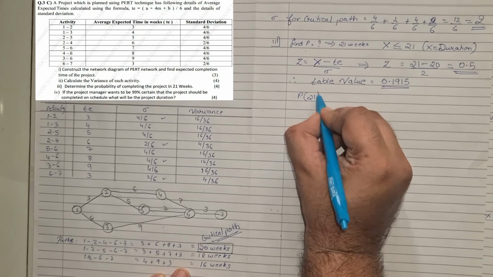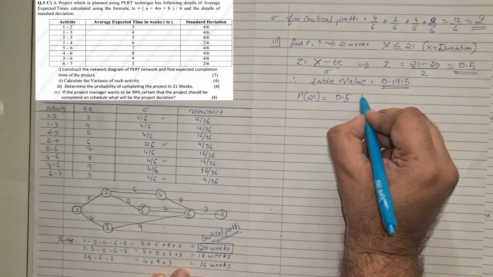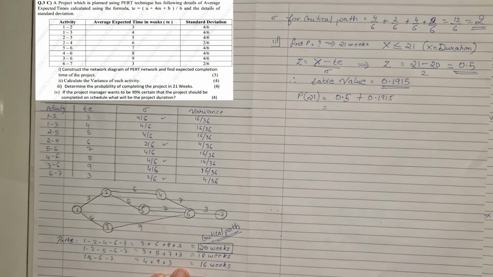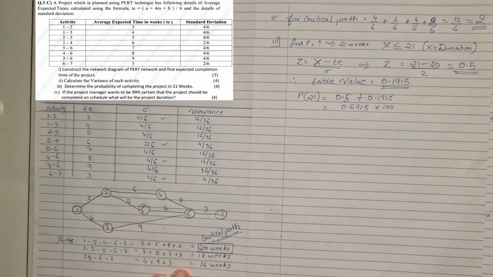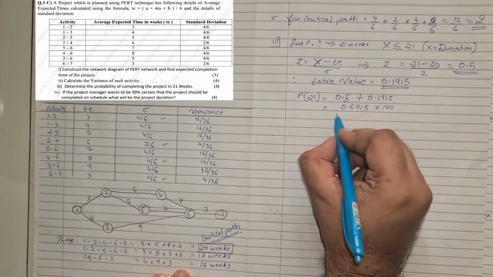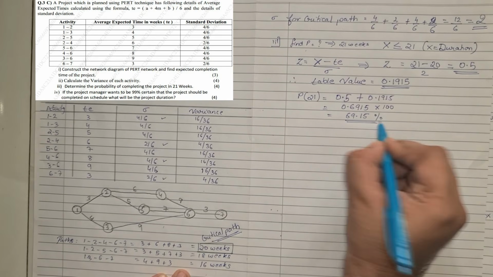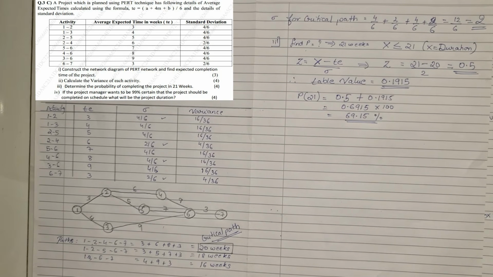Once I get the table value, we can now find the probability. The probability that the work should get over in 21 days is equal to 0.5 plus the table value, which is by default the formula. We add up, so we get 0.5 plus 0.1915, which comes to 0.6915, into 100 because we want it in percentage form. So we get the answer as 69.15%. So the probability of getting the work done in 21 days is 69%. That was the answer for that particular part of the question.